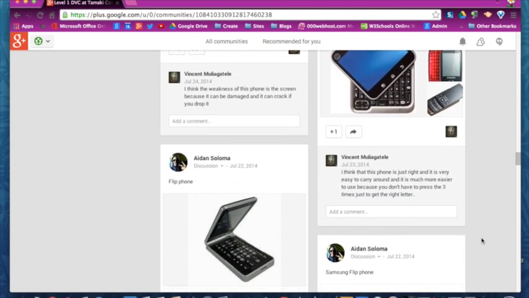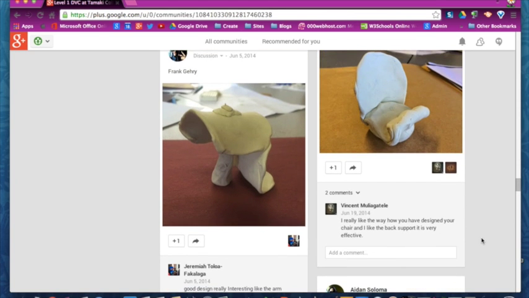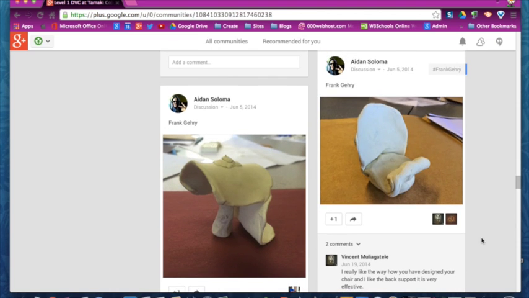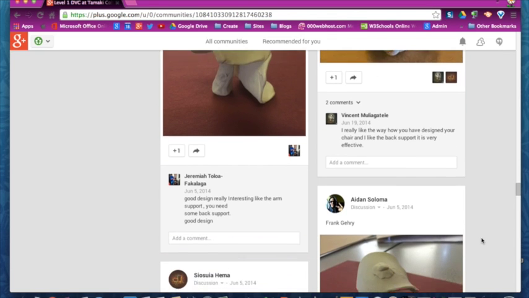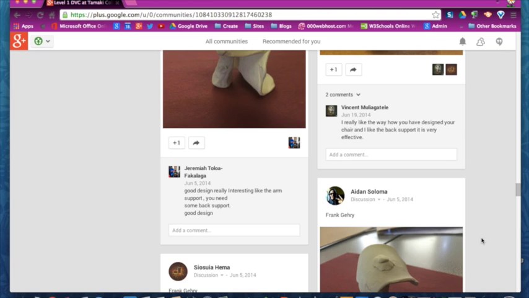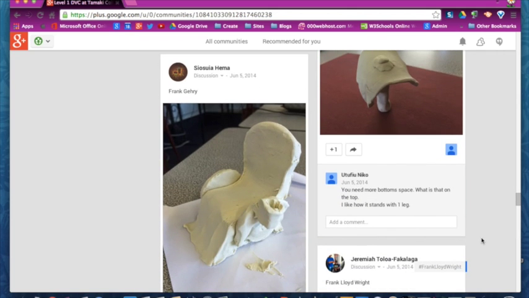Further down here, there is work from their previous project where they were making models of chairs, and we took photographs of their work and uploaded it to the Google Plus community, and they had to go on and make comments about each other's work. They had to write a positive comment and a constructive criticism to help the student improve, to help them develop their work in a better way.